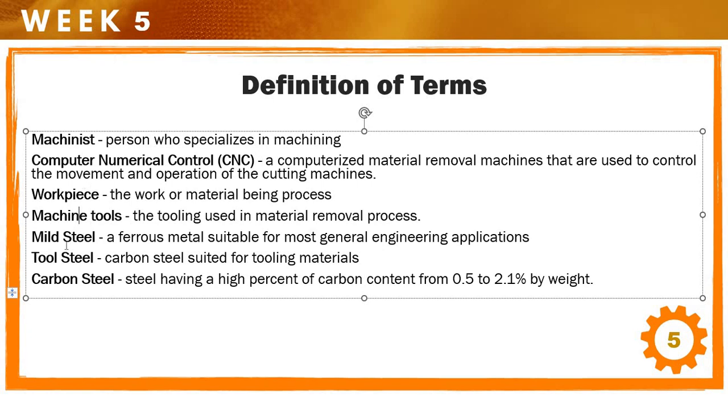The next is mild steel. It is a ferrous metal suitable for most general engineering applications. Usually mild steels are used as workpieces. And the tool steel is a carbon steel suited for tooling materials. This is a very hard metal, very hard for the purpose of cutting workpieces such as mild steel.